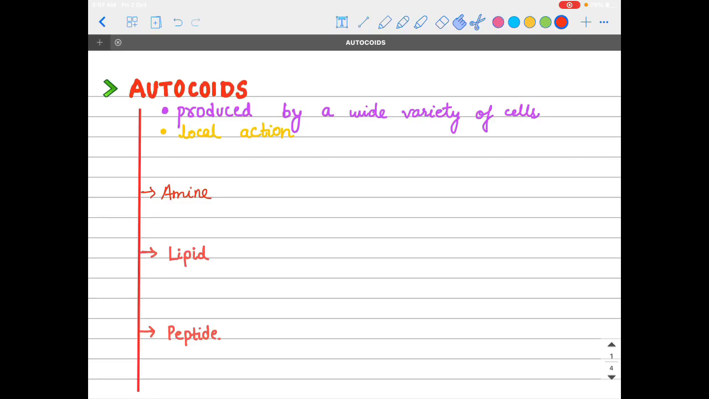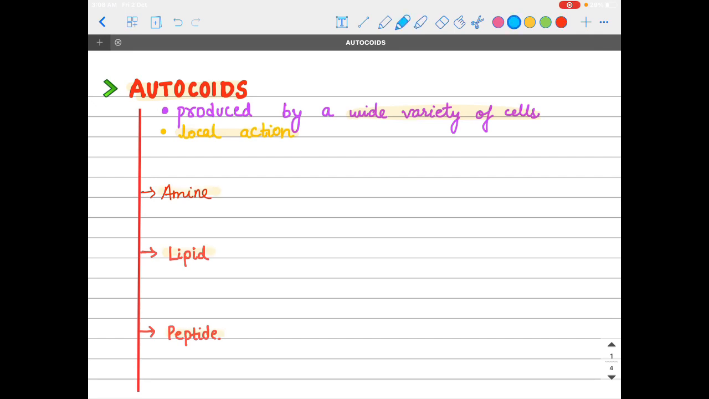Today we're gonna take the topic of autocoids. So let's get started. Friends, autocoids are produced by a wide variety of cells. They produce local action at the site at which they are synthesized and released. Autocoids are divided into three subgroups: amine, lipid and peptide.